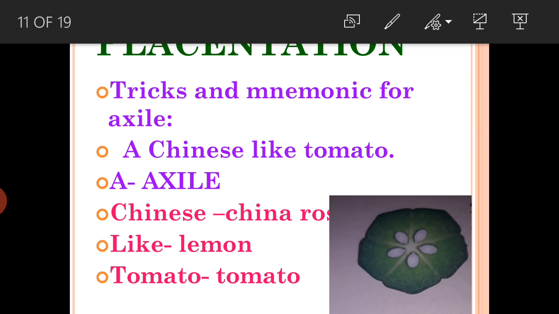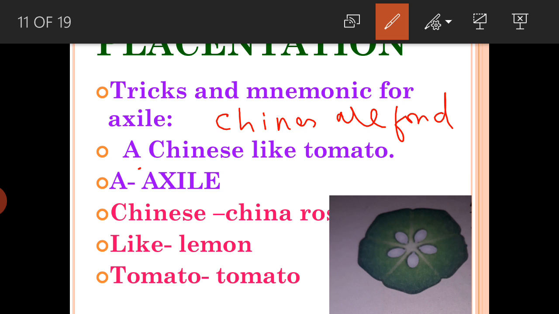The simple trick to remember here is Chinese. A Chinese likes tomato, or you can make it Chinese are fond of tomato and lemon. Here A stands for axial, Chinese stands for China rose, L stands for lemon, and tomato stands for tomato.